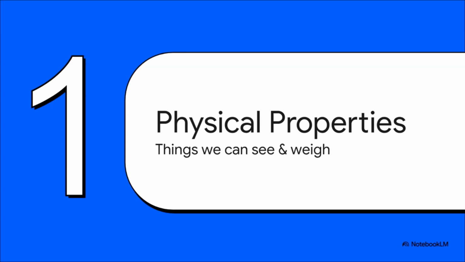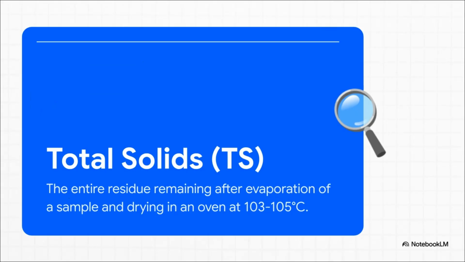You can think of these as the initial checkup for a water sample, the things we can see, feel, and weigh before we dive deep into the more complex chemistry. We're going to start with total solids, or TS. The concept is super simple. You take a water sample, you gently evaporate all the water away, and you weigh what's left behind. That residue gives you the total load of everything in the water that isn't water itself.